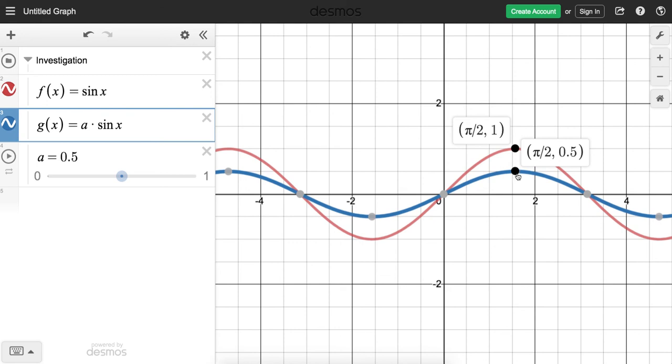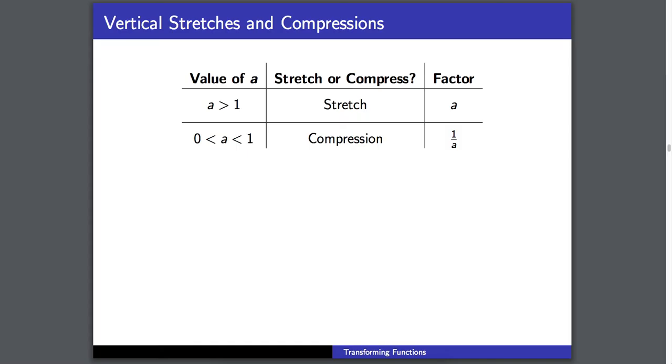And in terms of factor and compression, this point here on the blue graph is now twice as close to the x-axis as the original point was. So this is only a half a space away. This is a whole space away. So this point is twice as close on the blue graph as the point on the red graph. So compression is a matter of closeness. Stretching is a matter of further away.